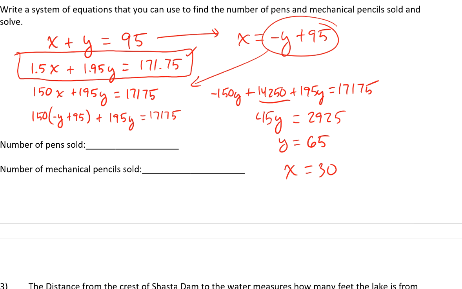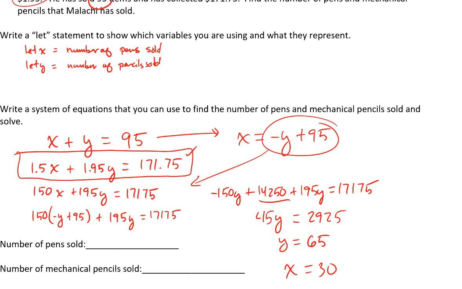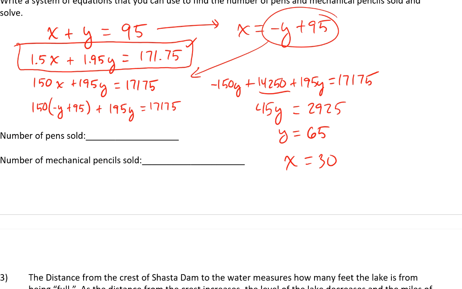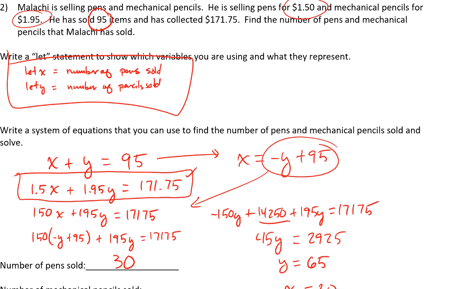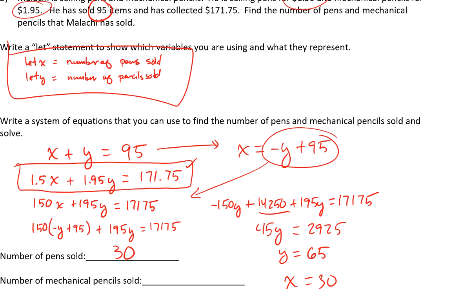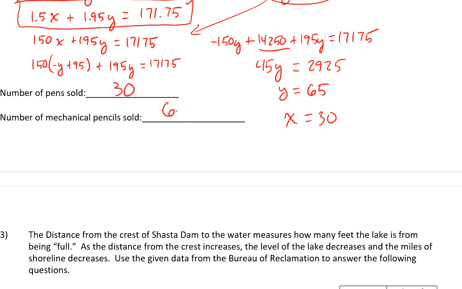So because both of these equations check out, I am positive that this is my solution. Again, the number of pens sold was, let's see, because x, oh no, x is the number. See, this is why it's important to have a let statement, right? Because I've got x and I'm like, what are they? So x is the number of pens sold, and I can see that was 30. So my number of pens was 30, and y is the number of pencils sold. So for y, I'm going to place the number 65. So 30 pens and 65 pencils.